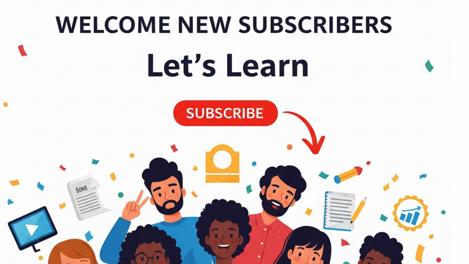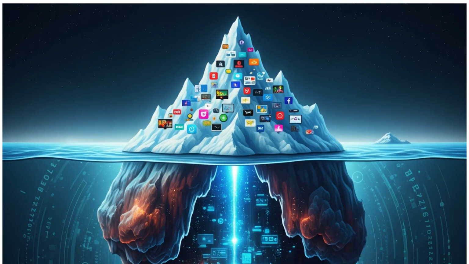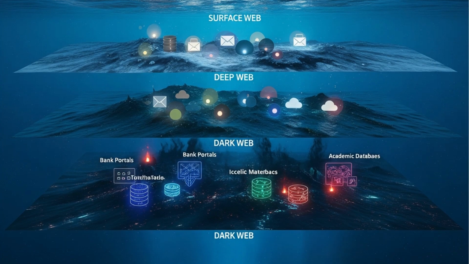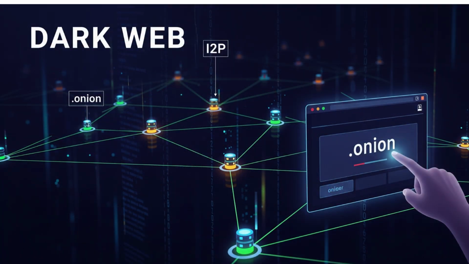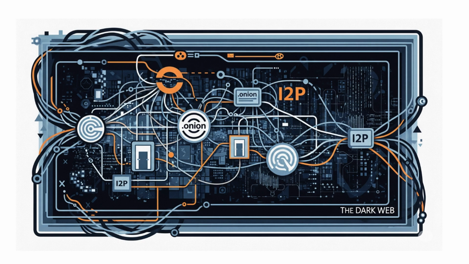And now, let's begin. Let's start with structure. Picture the internet as an iceberg. The surface web is what we use every day: indexed, searchable, public. The deep web is vast and unseen. Think private data, research portals, health records, internal company networks. Then there's the dark web, reachable only via encrypted networks like Tor or I2P, where websites end in .onion and require anonymity to function. This layer doesn't respond to Google crawlers.